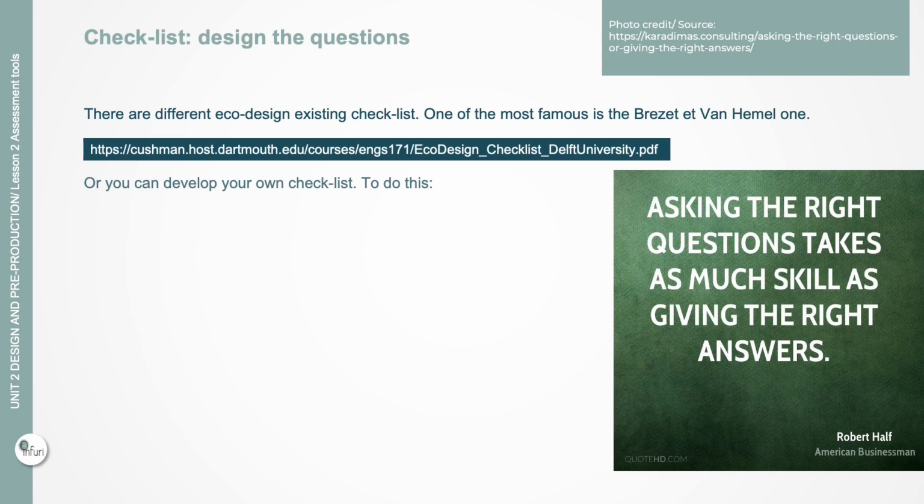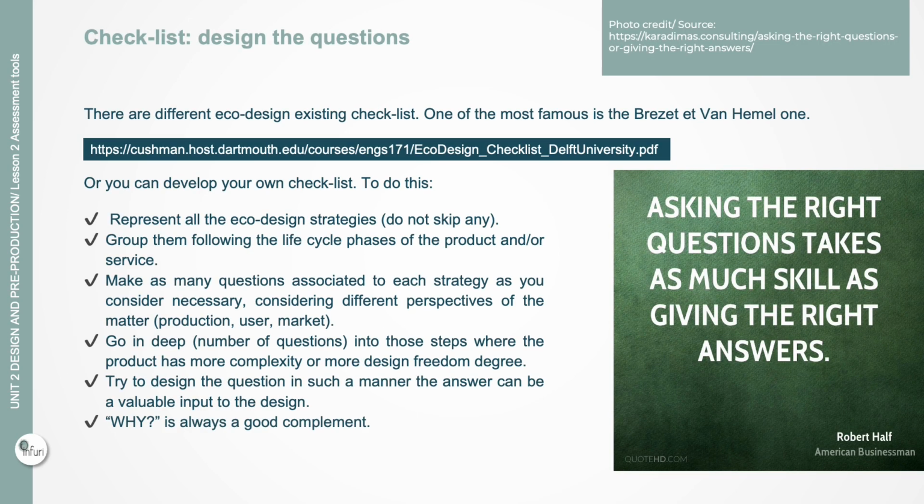When defining the checklist questions, all the eco-design strategies must be considered and it is recommended to structure them according to the life cycle stages, defining as many questions as needed to cover all the perspectives of the problem, especially when considering the parts where the product design can be more complex. To ensure the usefulness of the checklist, try to orient the question to the type of answer you would need, and complement it by requesting more information on the causes to find the real problem and propose more efficient solutions.